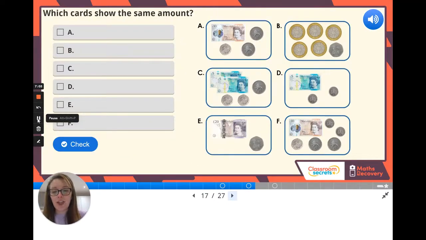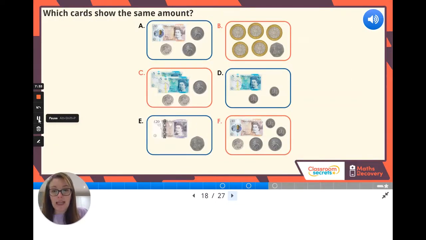Right, a little task for you to do now. So I want you to have a look at all the different boxes, A, B, C, D, E and F. I want you to count the coins and the notes in them, find the totals, and I want you to write down, tell your adult which boxes have the same amount, which have the same total. So you can pause the video to find out which boxes are showing the same amount.